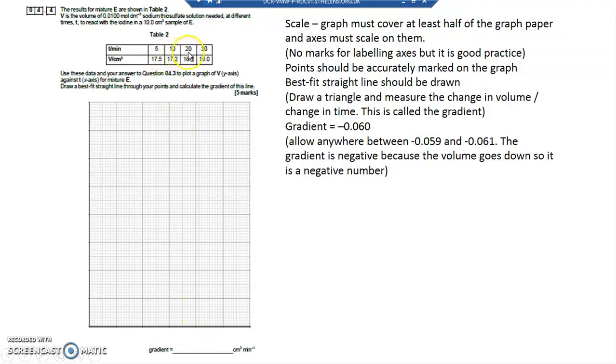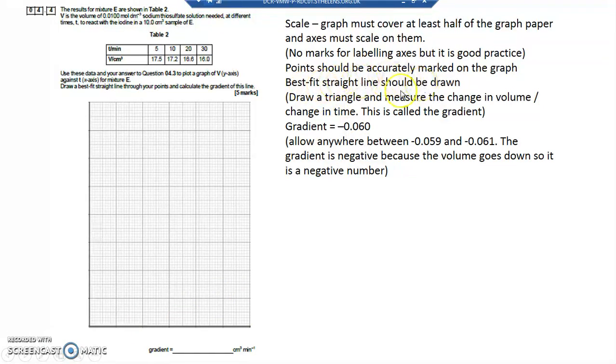So you don't go up 5, 10, 20, 30. You go 5, 10, 15, 20, 25, 30. So incrementally each time you're going up by the same amount. So got to have a reasonable scale.